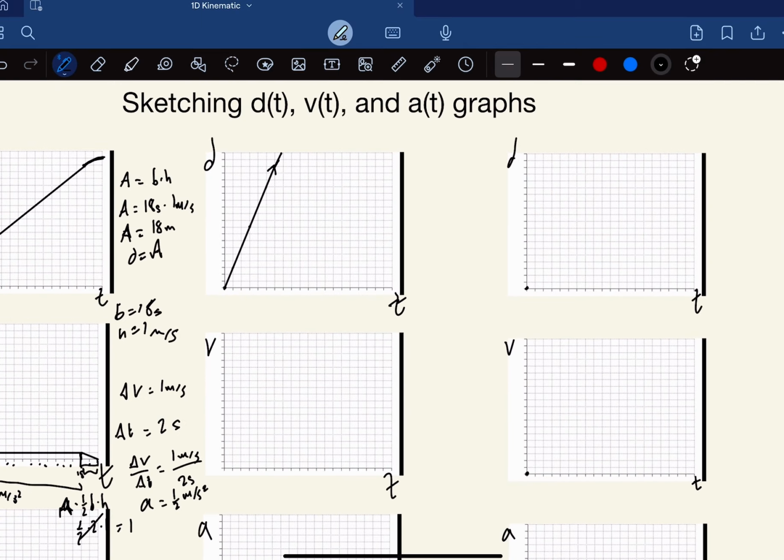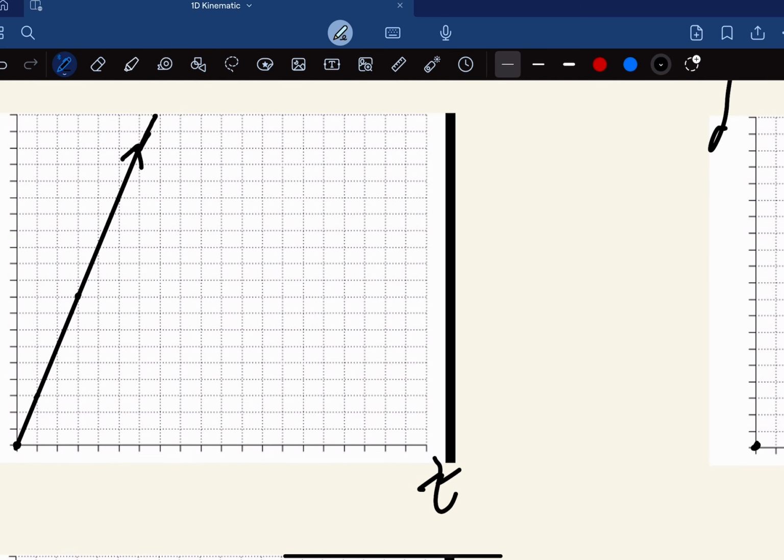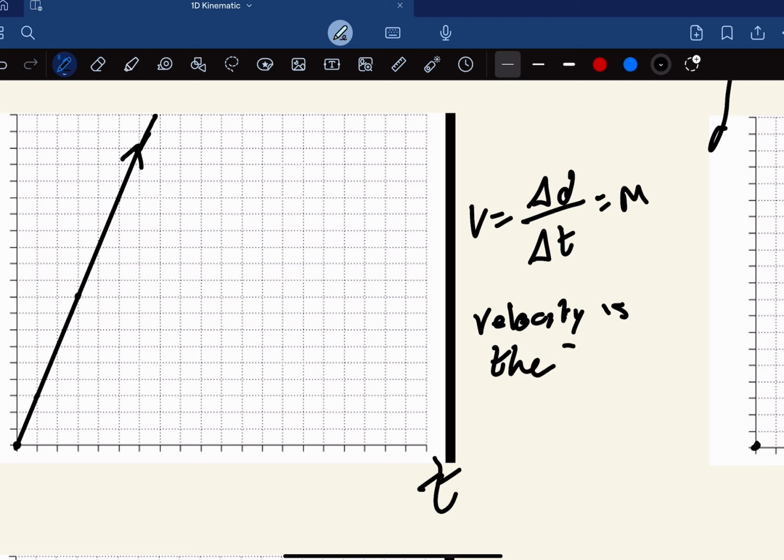All right, so for our second problem, you could see we have a straight line of constant slope, which is just what a straight line means, of our distance graph. So since we have this equation, v equals delta d over delta t, which is also equal to the slope of this line, we know that velocity is the slope of a d versus t graph.